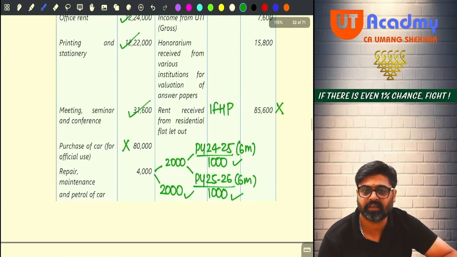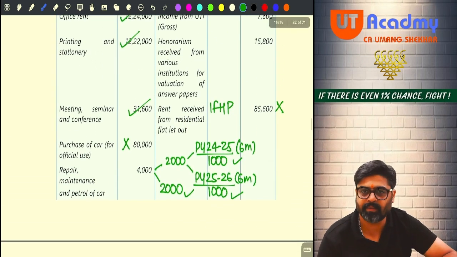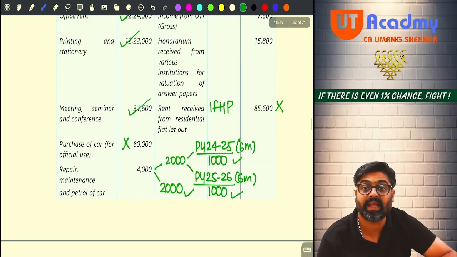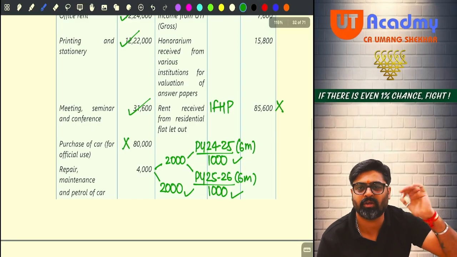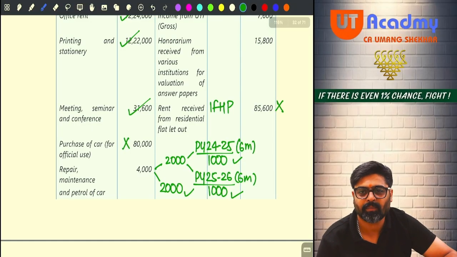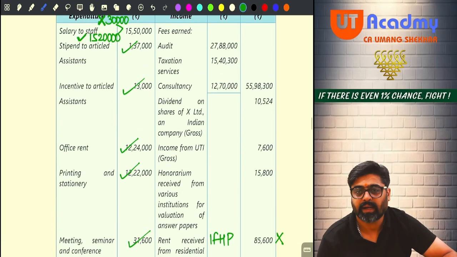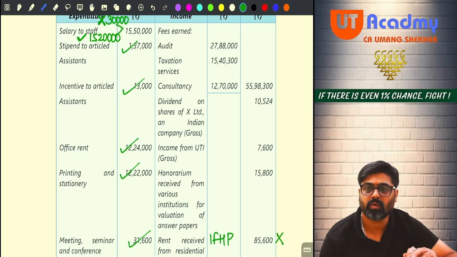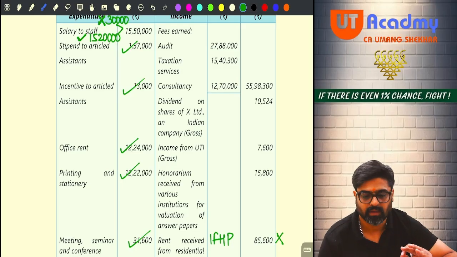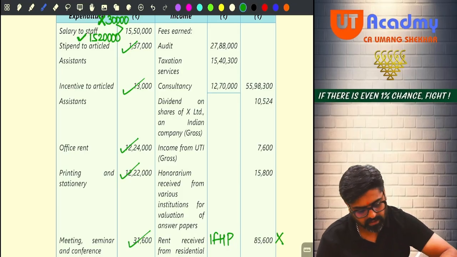And that 85,600 is not your PGBP income. That is your income from house property, actual rent. And this amount will only become your GAV. Getting my point, everyone? Now, read the right hand side. Fees received. As a chartered accountant, you are receiving these fees: audit fees, then taxation services, then consultancy fees. Are these fees your professional income, PGBP income only? Tick mark.